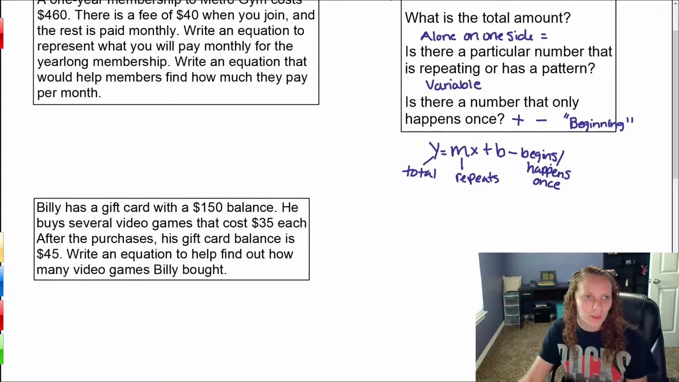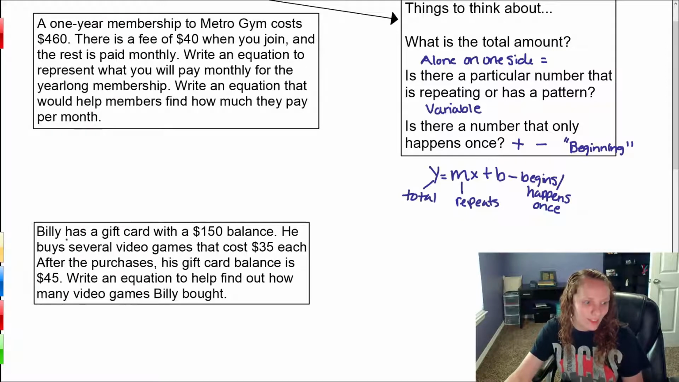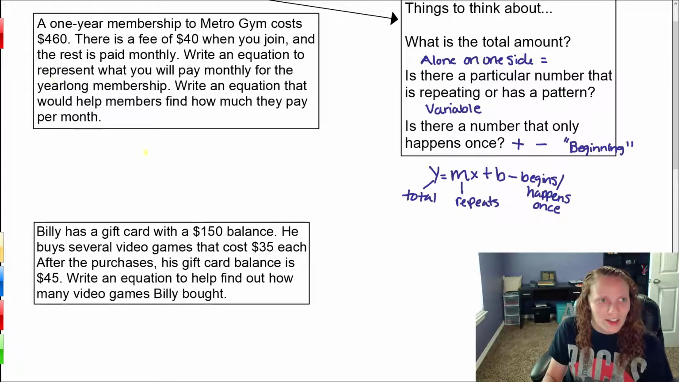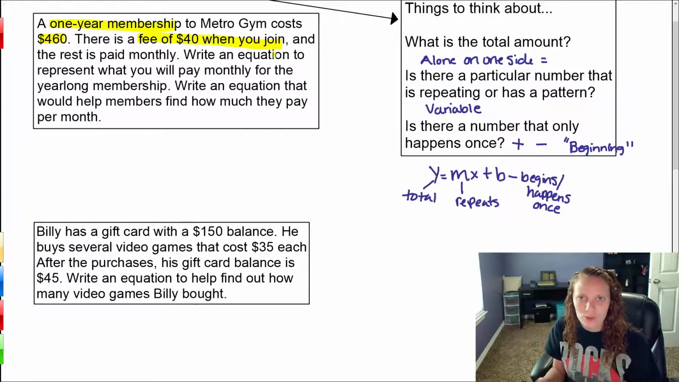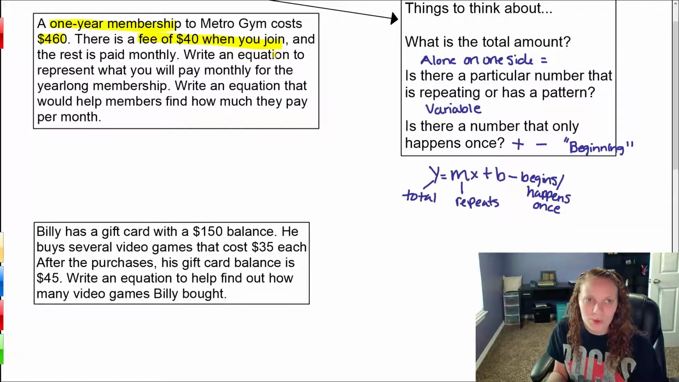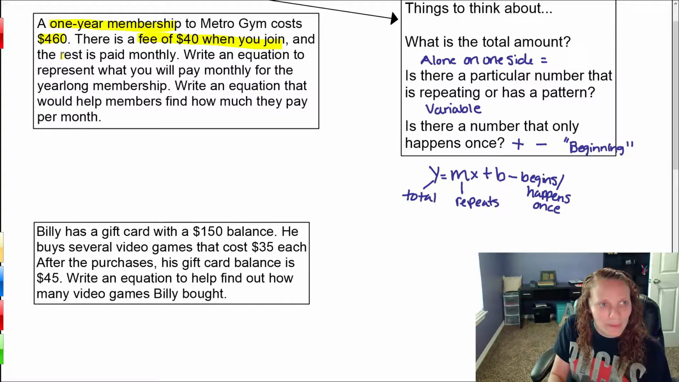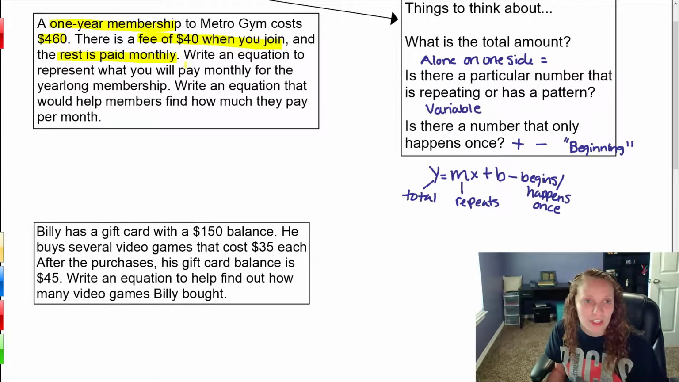So let's try the first one out. I always like to use a highlighter to help highlight the important information. 1 year membership to Metro Gym costs $460. So we know for the entire year that membership is $460. There's a fee of $40 when you join. So the day you join, they say, okay, great, thanks for joining. We need your $40 to start with. And then the rest is paid monthly. We don't know how much is paid each month, but we do know they're paying something each month.